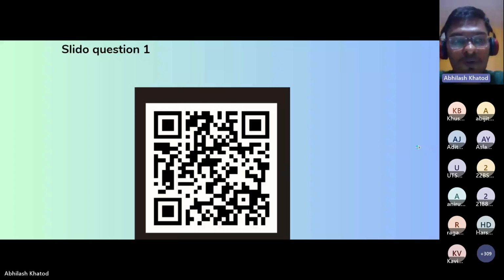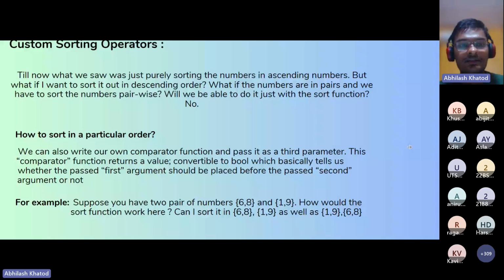Now here comes the most important part of the sorting topic, that is custom sorting operators. What does the word custom mean? Generally, it means that we can change it according to our own needs. Now, just remember that each and every time I was saying that the function will sort the array or vector in ascending order. What if I need to do it in descending order? Can I do it? Actually, the answer is no. You won't be able to do it with that inbuilt function, so you need to make something called a custom sorting operator.